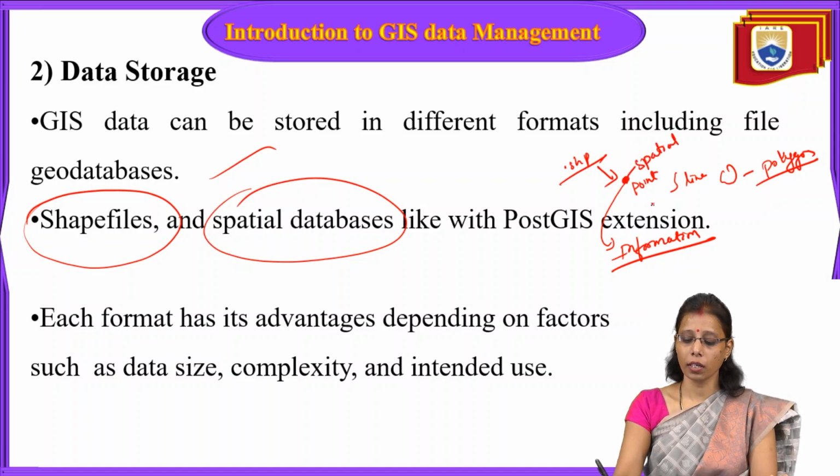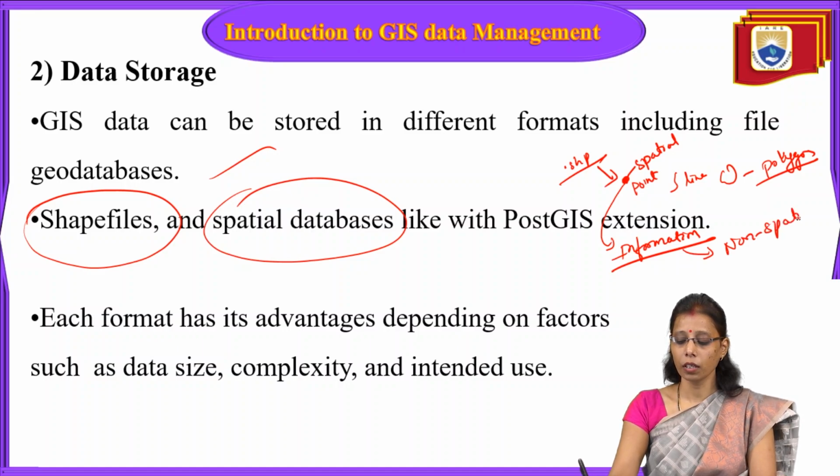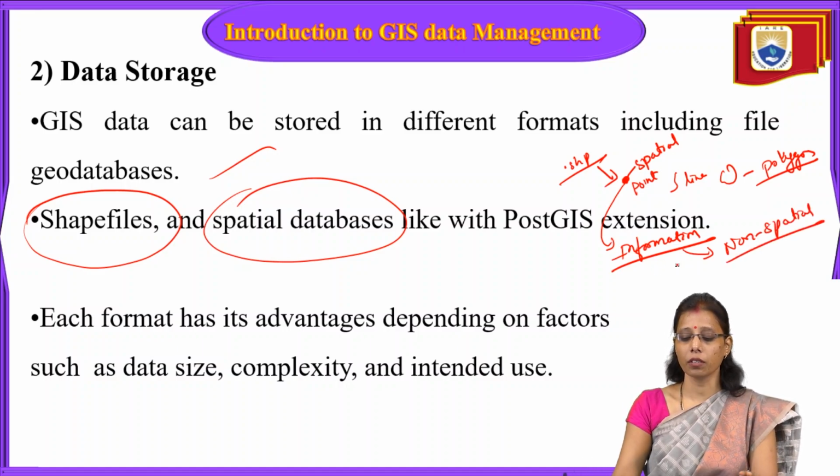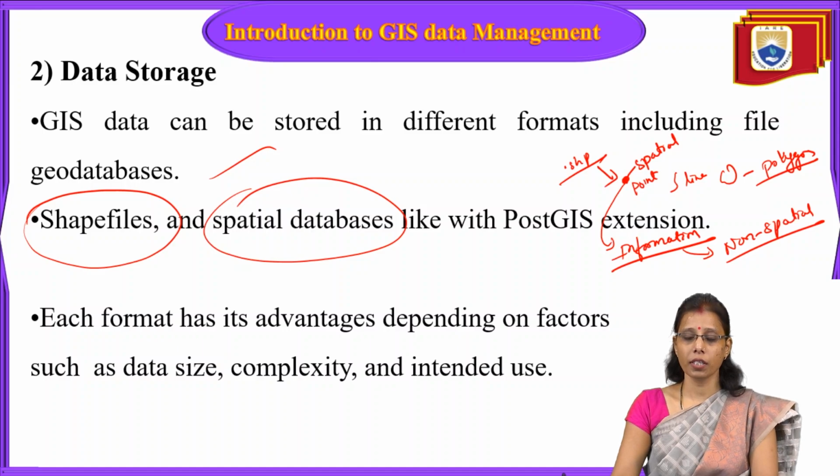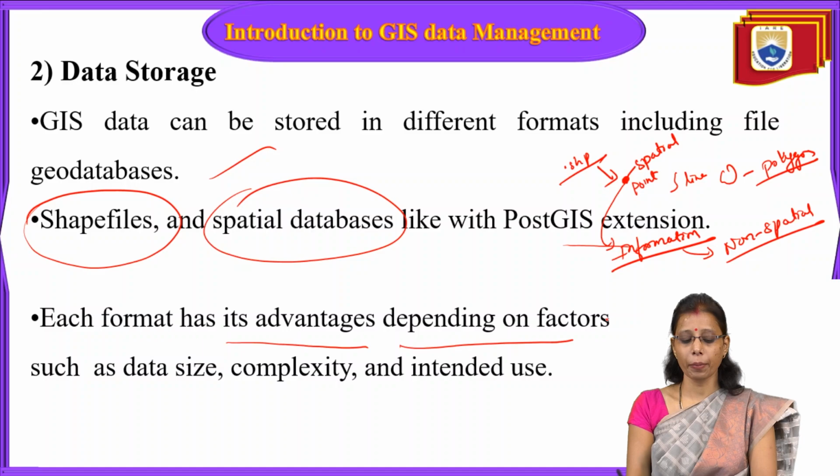Now what is the non-spatial part here? Non-spatial is information. If you add some information to it, that is called non-spatial. So this kind of information is stored in the GIS data. Once it is stored in the GIS data, it will be managed easily when we require it. You can also use it with PostGIS extensions, and each format has its advantages depending on factors such as data size, complexity, and intended use.